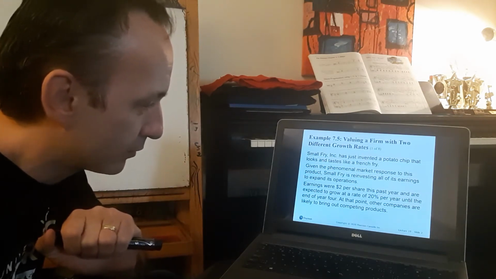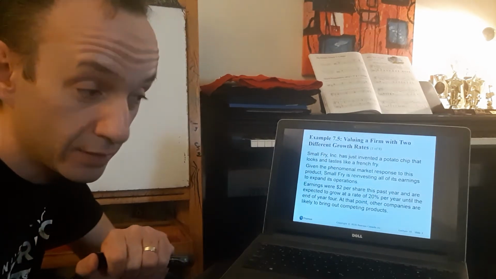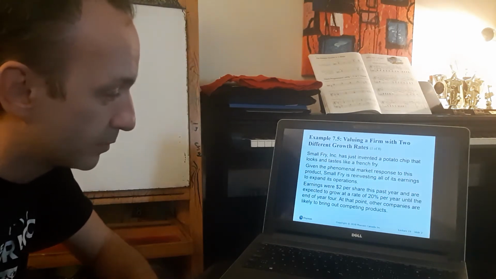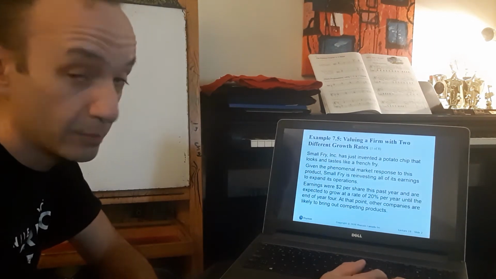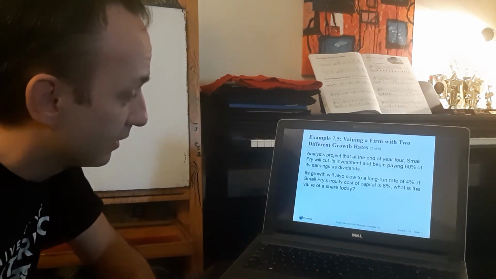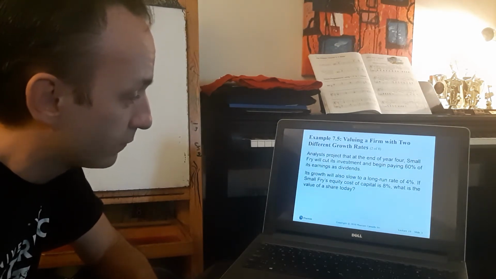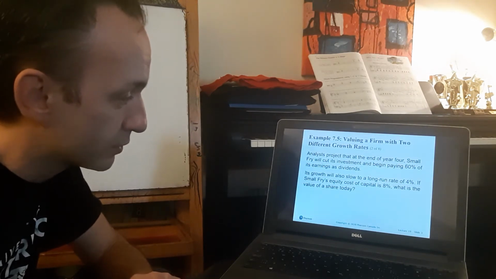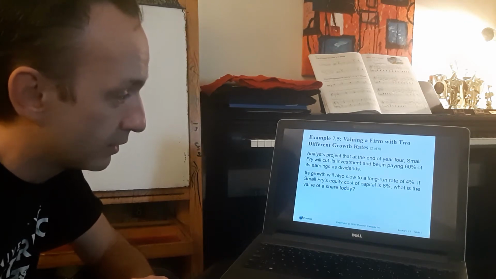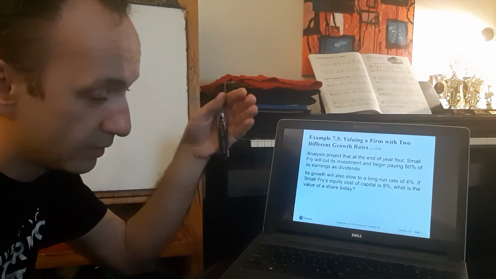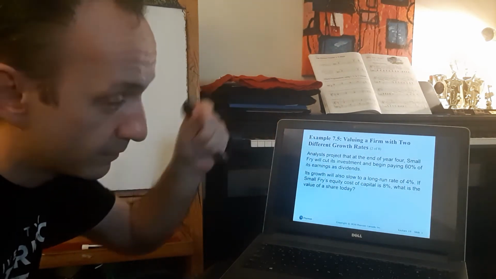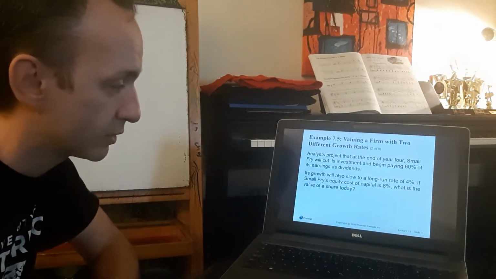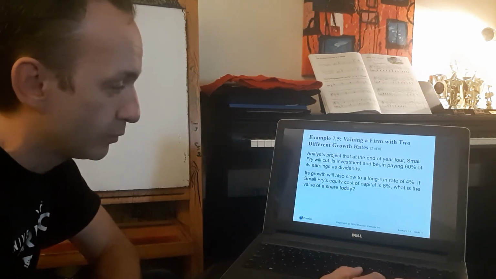And they're expected to grow at a rate of 20% per year until the end of year 4 because of the new project. At that point, other companies are likely to bring out competing products, and your growth rate is probably going to slow down, and we see that here. Analysts project that at the end of year 4, Small Fry will cut its investment and begin paying 60% of its earnings as dividends. Its growth will also slow to a long run rate of 4%. That's what I mentioned when we know something about the near future, but not so much about the far future. We're going to assume a constant growth rate after year 4. So we don't know too much about it. So how do we deal with this?